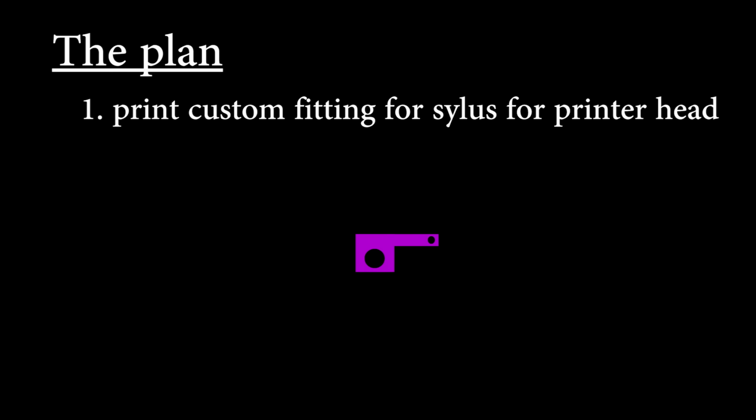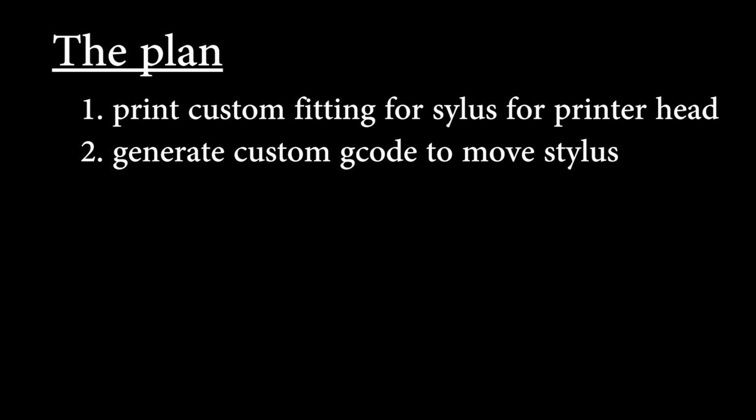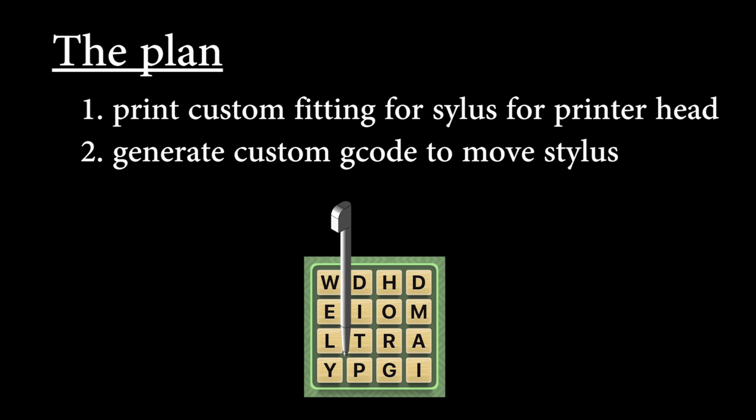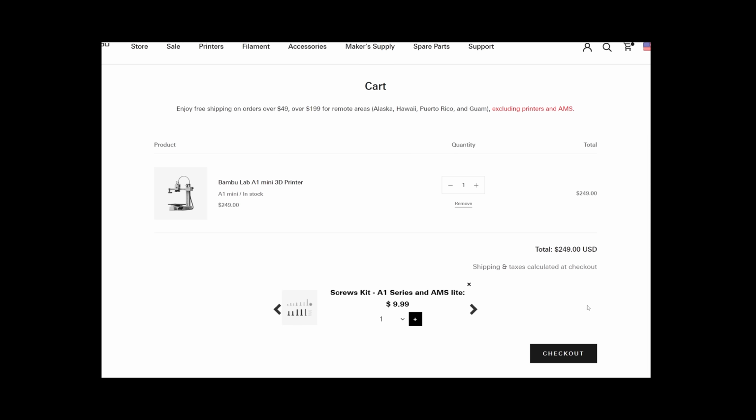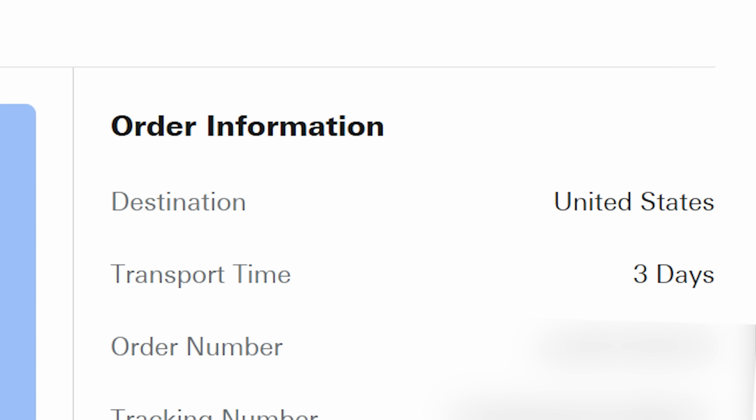So here's the plan. Print a custom fitting for a stylus that attaches to the printer head. Generate custom G-code that moves the stylus to solve words. Destroy my friends. I've never actually used a 3D printer before, so I don't know if something like this will be feasible for a beginner or even possible, but I guess we'll find out in about 3 days time.